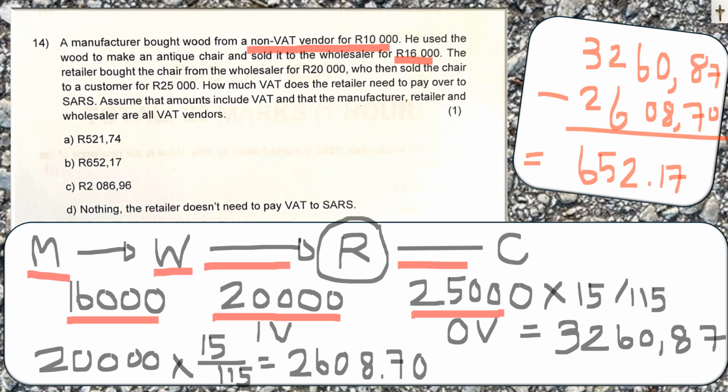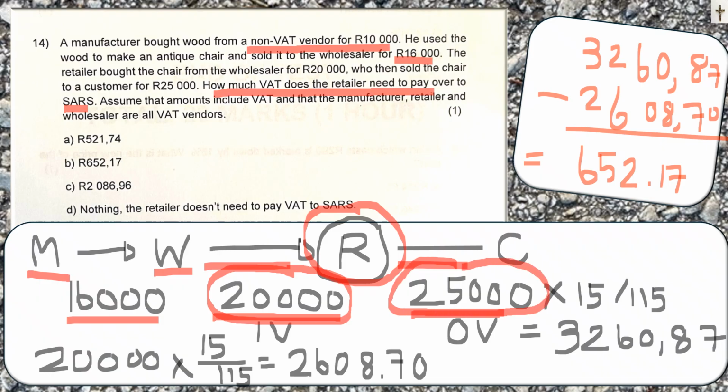How much VAT does the retailer need to pay over to SARS? Assume that amounts include VAT and that the manufacturer, retailer and wholesaler are all VAT vendors. The question has a whole lot of writing here, but basically, how much VAT does the retailer need to pay to SARS? So we're looking at the retailer. Now it's actually quite easy if you understand the story. The retailer bought from the wholesaler for 20,000 and sold to the customers for 25,000.